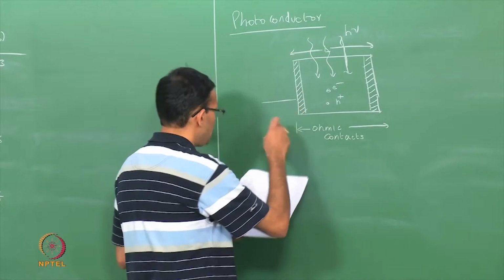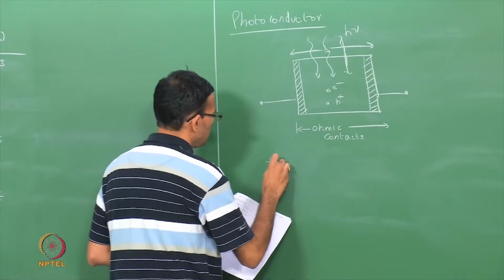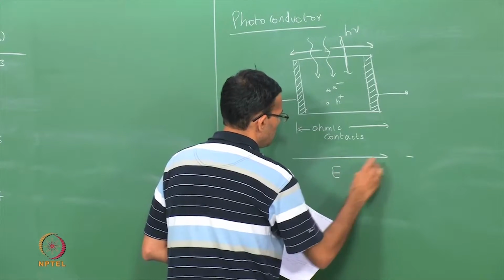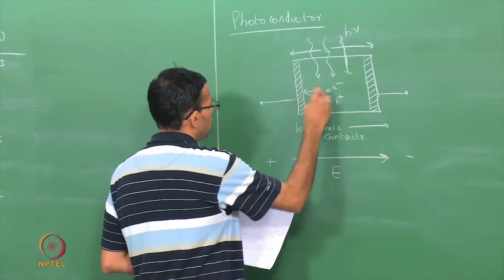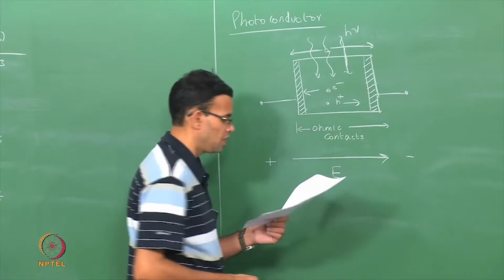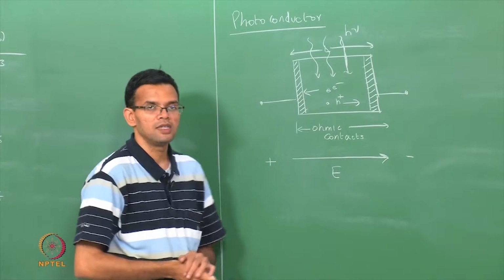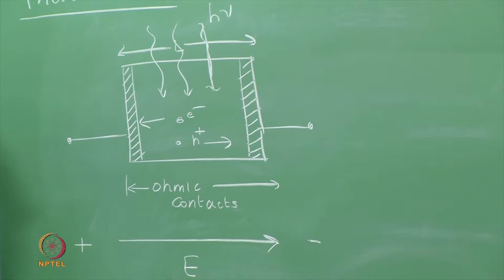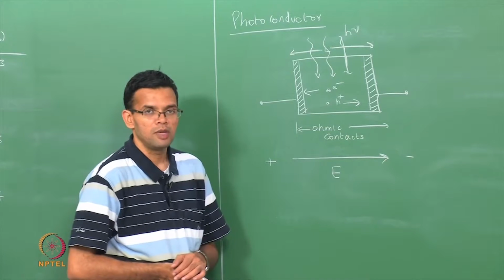One of the terminals is connected to the positive side, the other is connected to the negative. In this case, there is an electric field, so the electrons and holes move in opposite directions. The current in this device is directly proportional to the number of electron hole pairs that are generated, which in turn depends upon the intensity of the light that falls on the material.